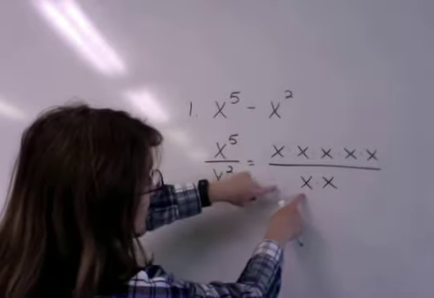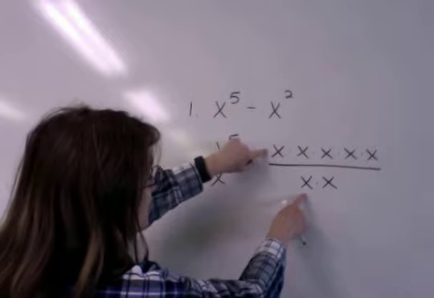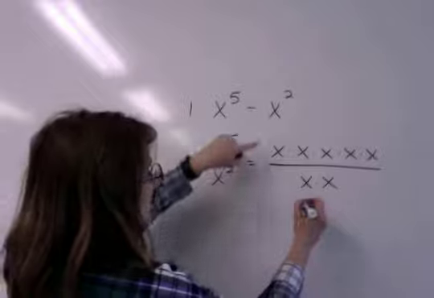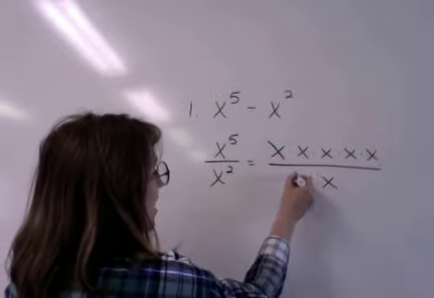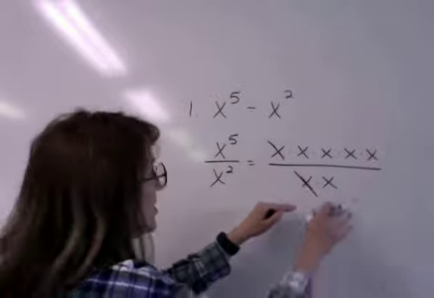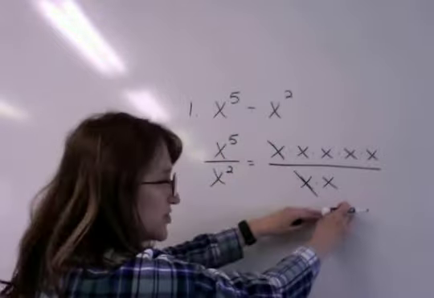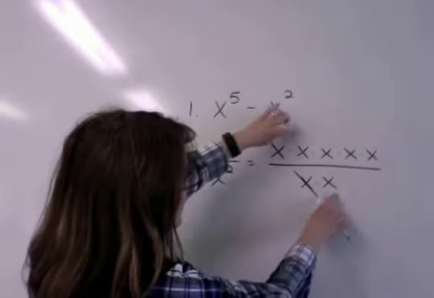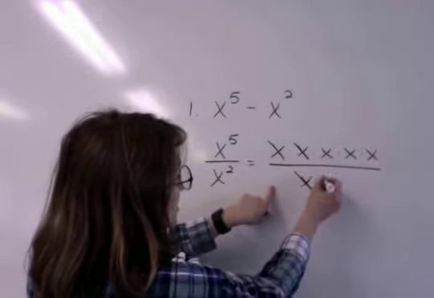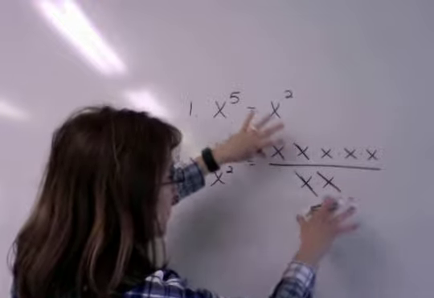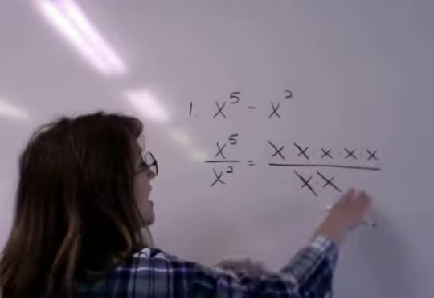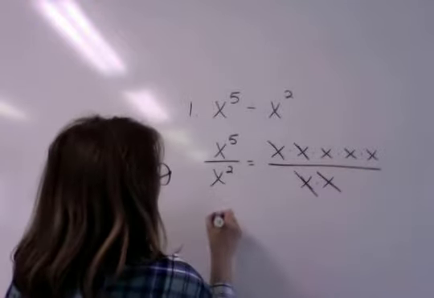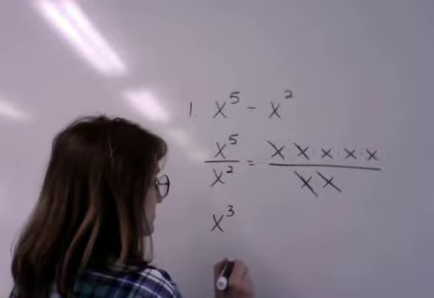Let's think about what would happen. x is going to go into x 1 time, and you're still going to have a 1 under here. It's like what we did with fractions, we're canceling out. We cancel out these 2 x's, but there's still a 1 under here, because if we get a 0 under here, we're in trouble. How many x's do I have left? 1, 2, 3. I have x cubed, right?